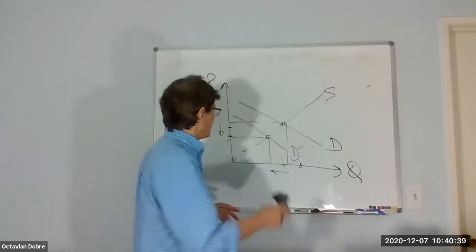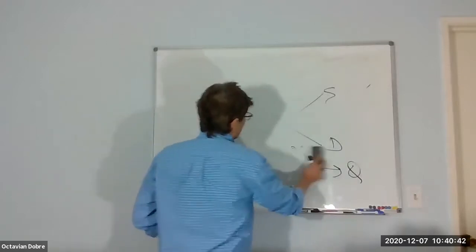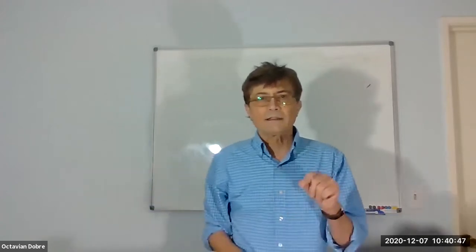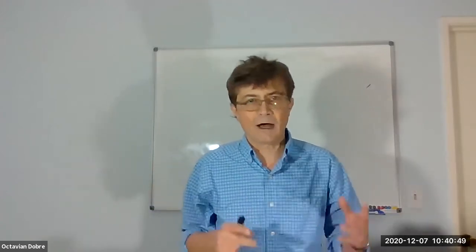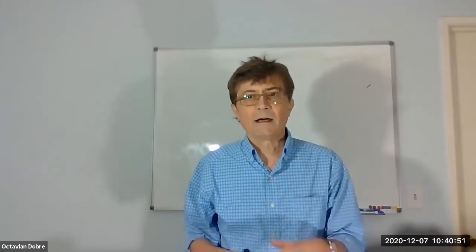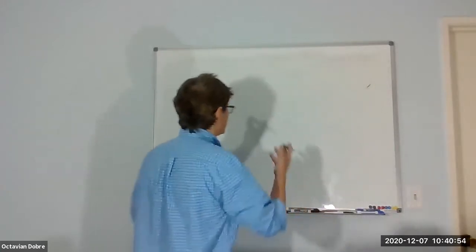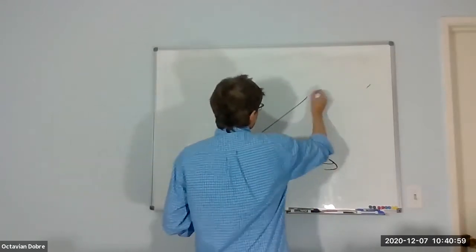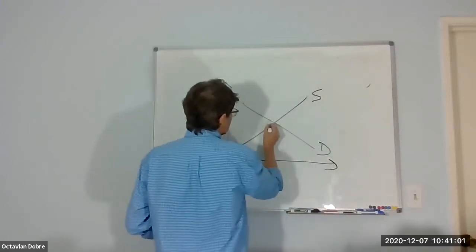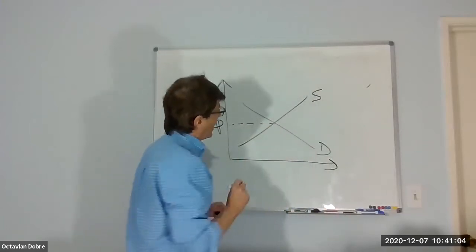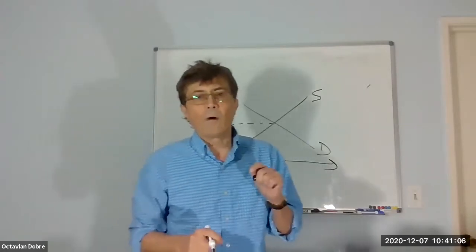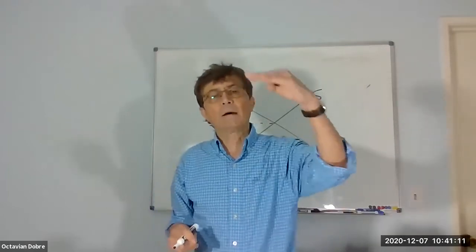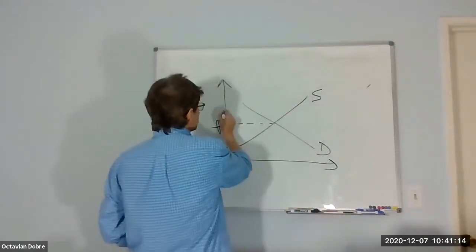Okay. Now, let's suppose that the government wants to change the equilibrium price. They determine that the equilibrium price is too low. This equilibrium price here is too low. Well, what will the government do in order to make the price higher? They will impose a price.